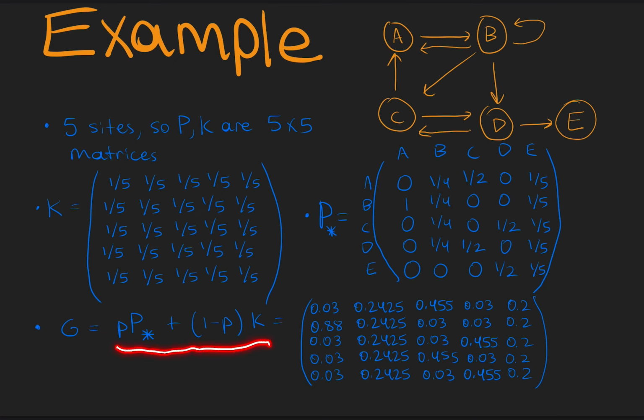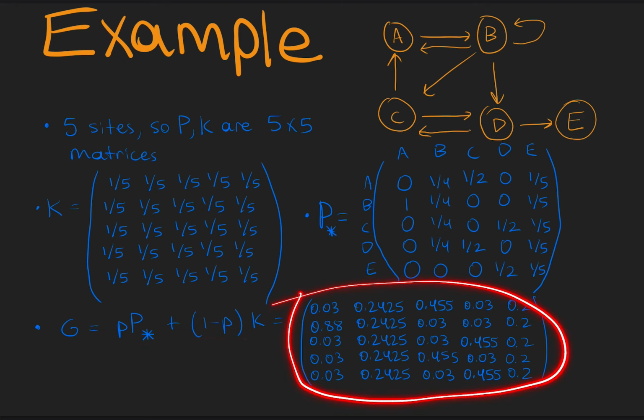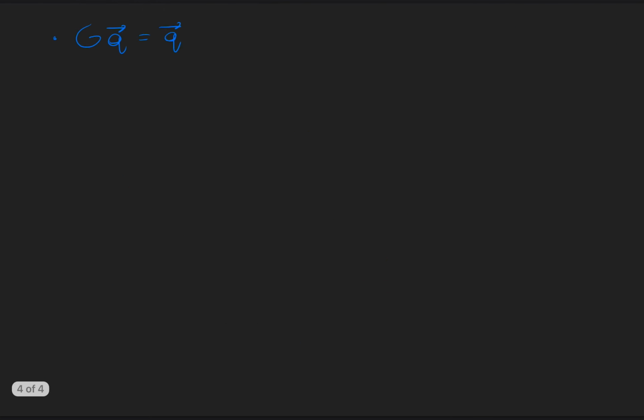P times P star plus 1 minus P times matrix K. P I set to 0.85, and after you evaluate this equation, you get this complicated matrix over here. That is G. Okay, now let's get into actually solving for the importance vector. We can rearrange this Markov chain into GQ minus Q equals 0. We can factor out the Q, and we get G minus the identity matrix for a 5 by 5 matrix, times Q, equals 0. Okay, let's look at our actual solution.